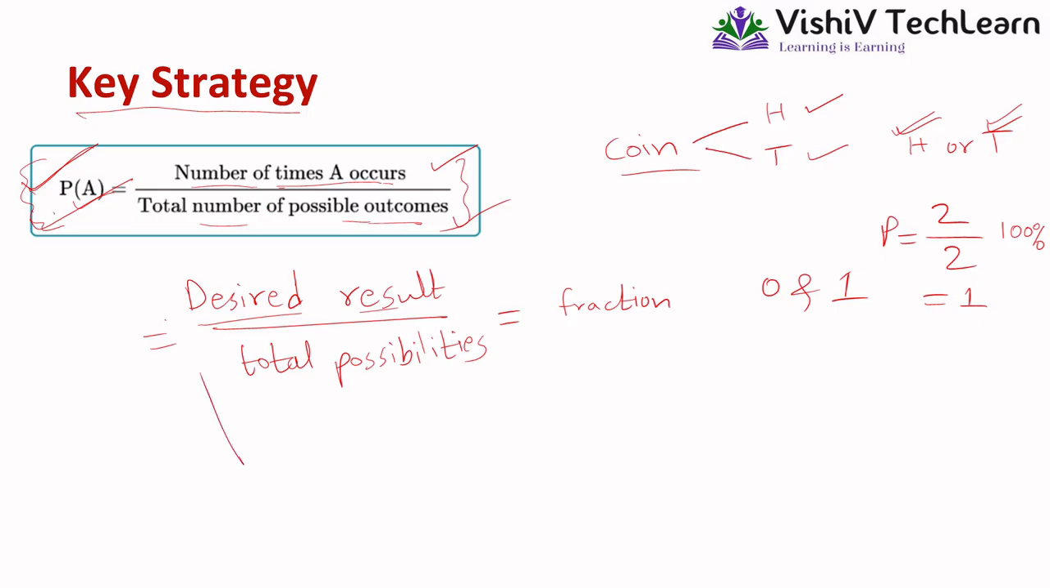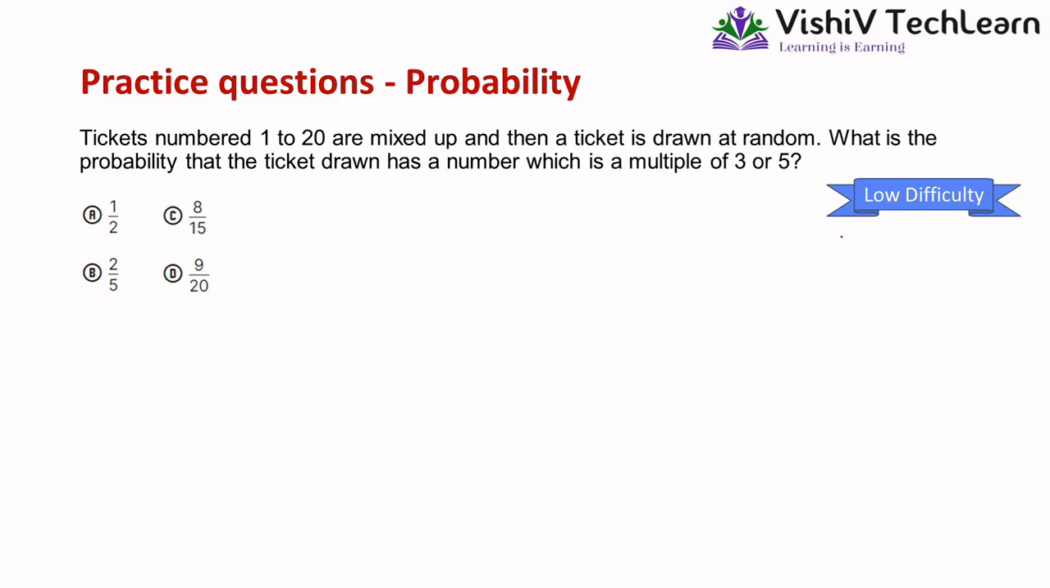Let's start with the questions now. So we are going to start with a low difficulty question first. Let's read the question. Tickets numbered 1 to 20 are mixed up and then a ticket is drawn at random. What is the probability that the ticket drawn has a number which is a multiple of 3 or 5?